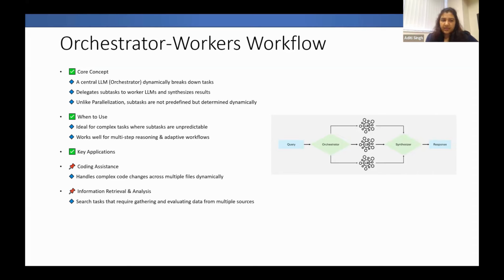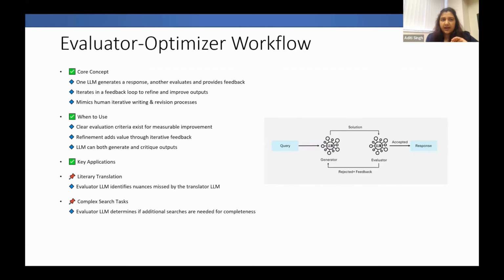Scenarios where this could be applicable are, let's say, handling complex code changes, or search-related tasks that require gathering and evaluating data from multiple sources. We do have something called the evaluator optimizer. This is the only workflow where you can see there is actually feedback being sent to the generator. Until now, we were just looking at the responses, trying to re-rank or combine those results together.